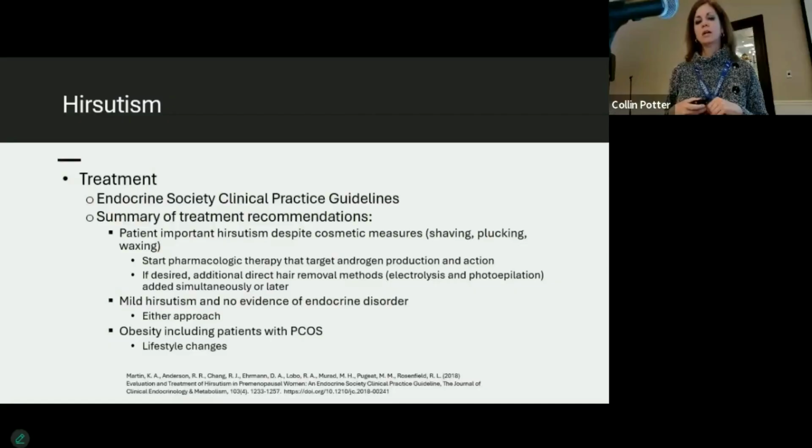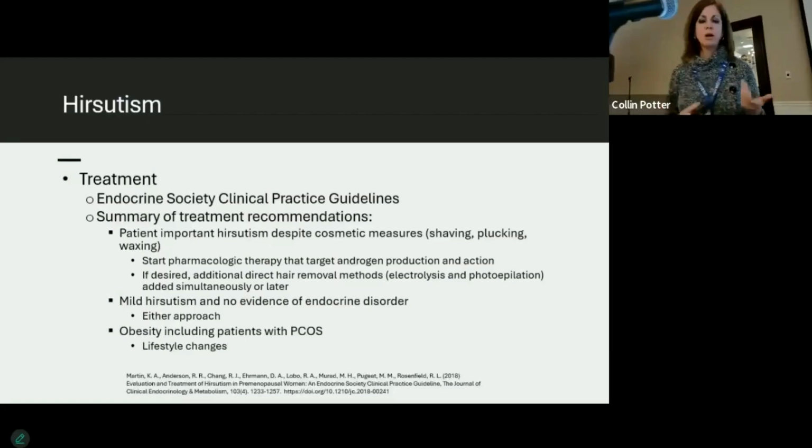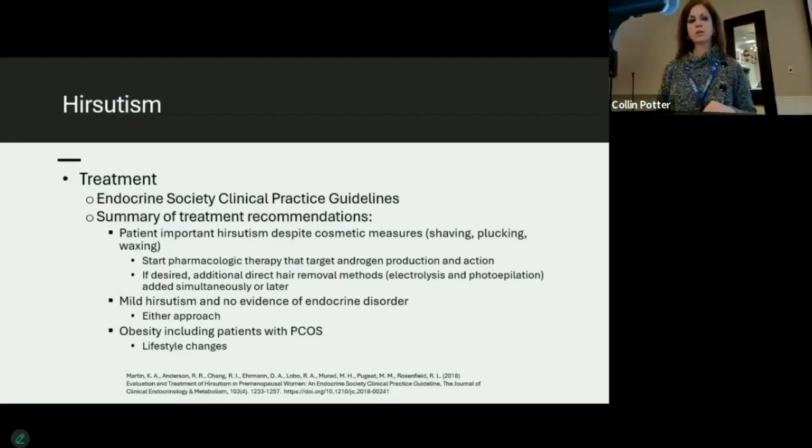And then, like I said, a lot of times it would be thinking about oral contraceptives as a starting place. And then if desired, talking to the patient about additional sources of direct hair removal to use at the same time as your systemic therapy, or if the patient wants to try systemic therapy first and wait months, and then add on those therapies later. Either approach is acceptable if it's mild hirsutism and no evidence of endocrine disorder.